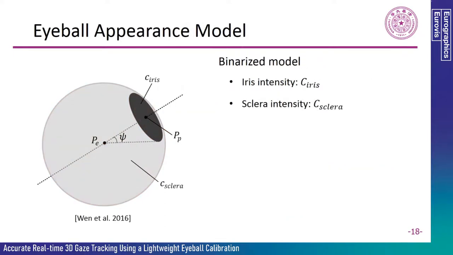To represent the appearance of the eyeball, we employ the model proposed by Wen et al. It simply uses two intensity values to model the appearance of the iris and the sclera. The intensities of them are estimated from the image using a Gaussian mixture model, and they are updated at every frame to account for lighting changes in the scene.